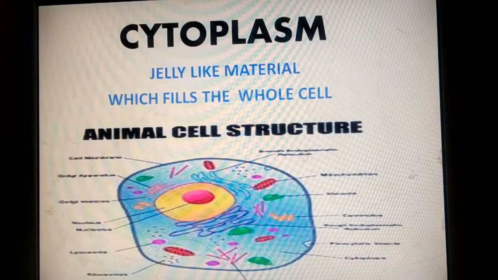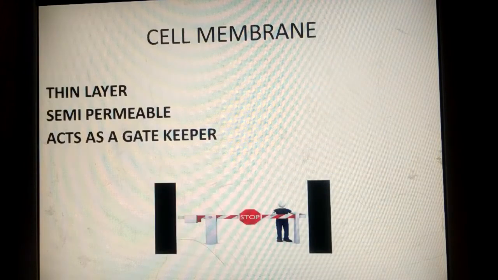More about it, cytoplasm. The jelly-like material which fills up the whole cell. You can see here this blue jelly-like material is filling up the whole cell, and this is named cytoplasm. Cytoplasm is the filling material, and all of the life activities take place within it.